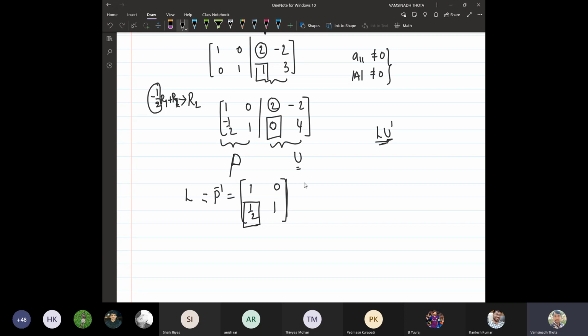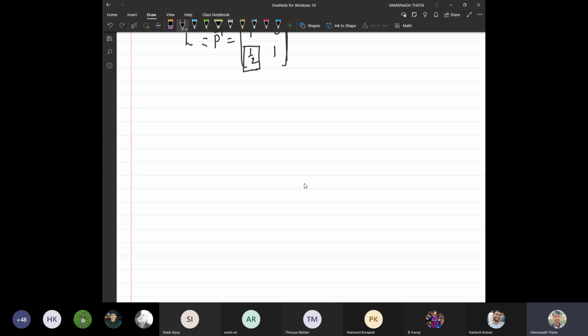Now, for example, let us do one more exercise for the 3 by 3 case. Okay, let us take one example. Let me take this one. A is equal to the first row 1, 2, minus 3, another row minus 3, minus 4, 13, and the last row 2, 1, minus 5.